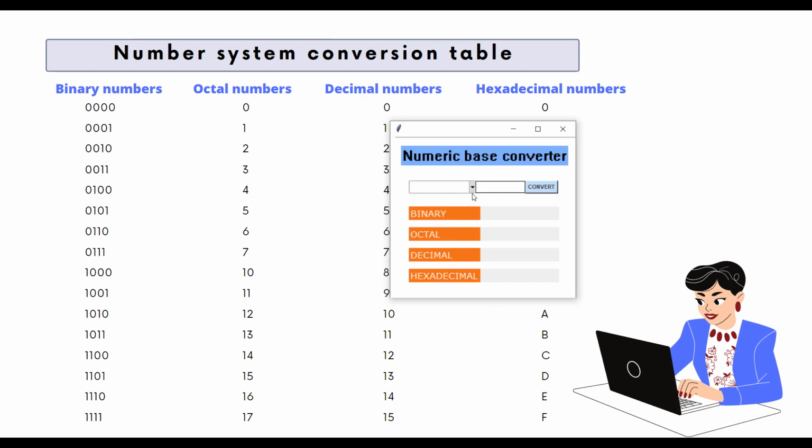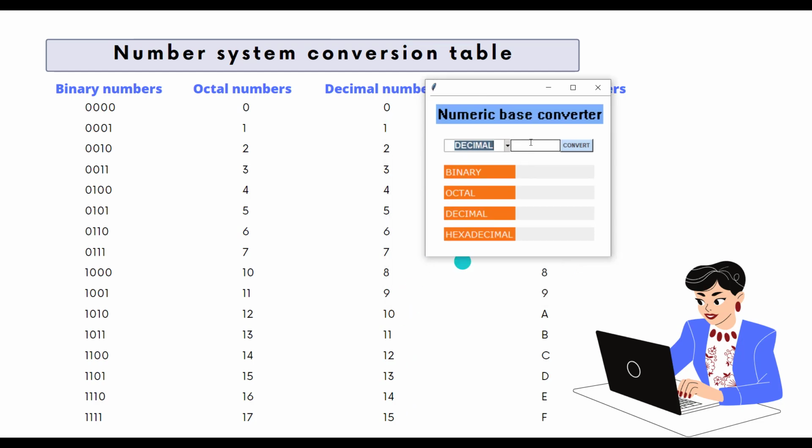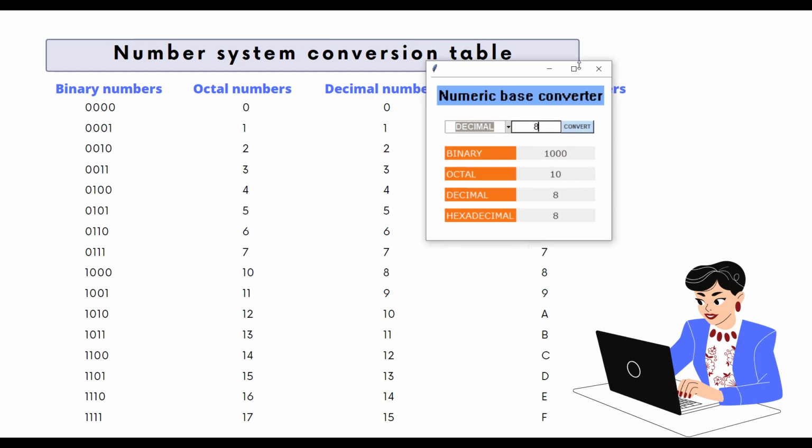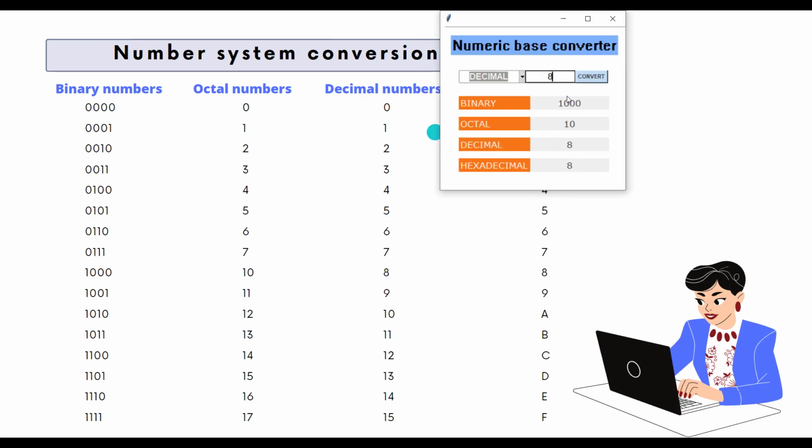For example, I want to convert decimal, the number that we know, to octal. Let us see. If you give decimal 8 and click on convert, it converts to binary, which is 1000. In hexadecimal it's 8 itself, and in octal it's actually 10. Decimal is already decimal, so it will show the default value itself. In this way it exactly works.